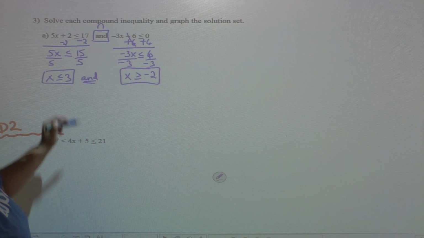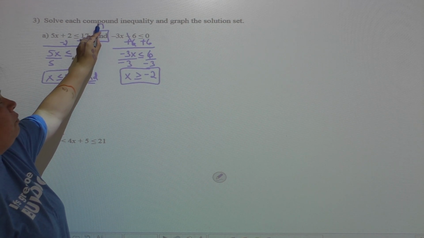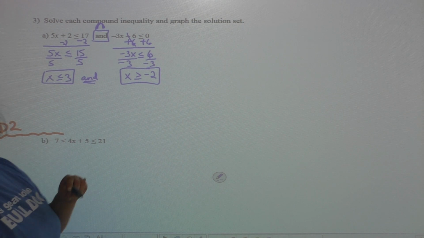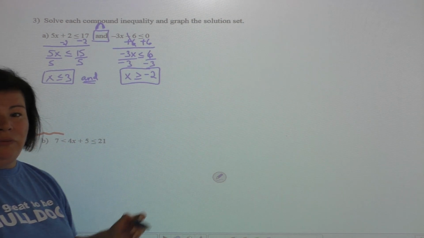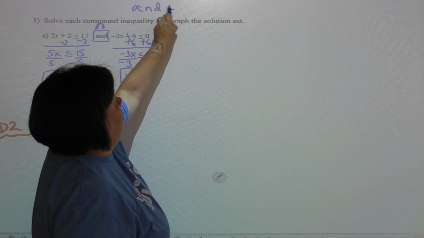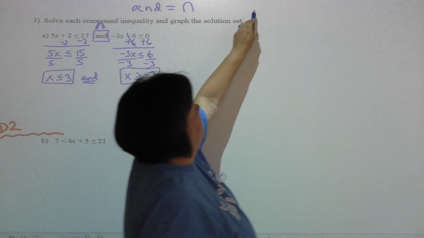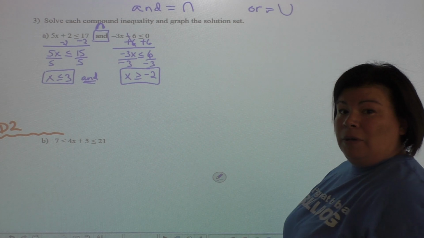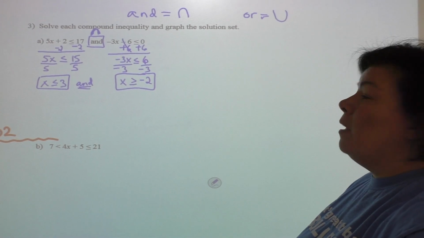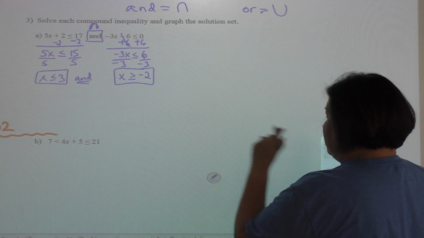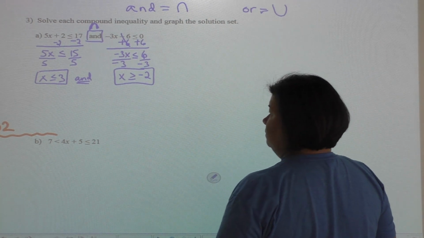okay? Because the word and means we want to find the intersection. If the word was or, then we'd want to write the union, where they unite. So again, and equals intersection, or equals where they unite. Okay. All right, so let's go ahead and graph this.